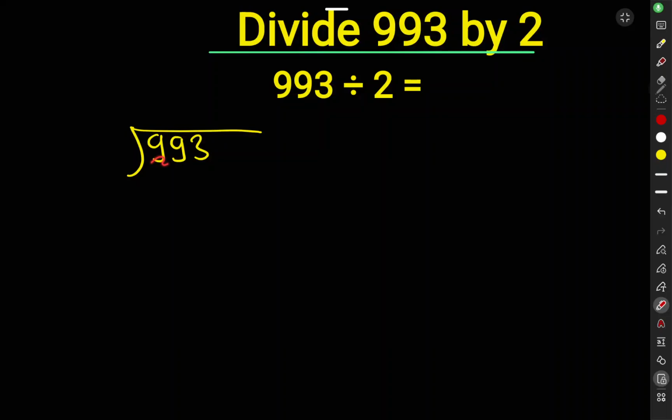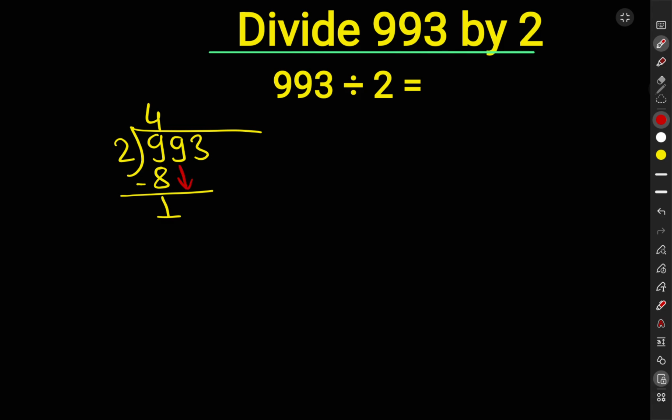We divide 993 by 2 in a long division method. So 2 times 4 is 8. On subtracting we get 1.